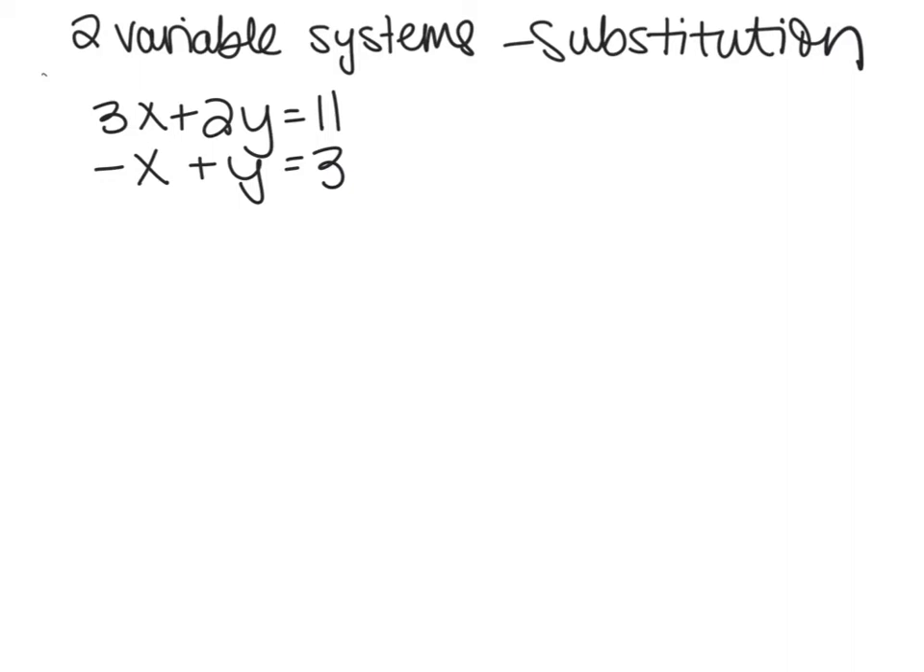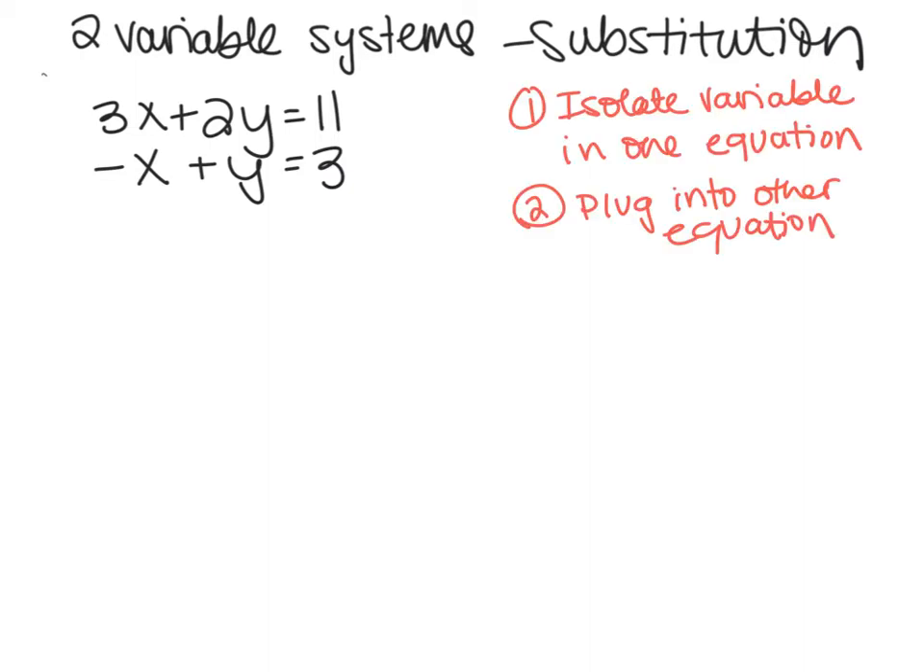So for substitution, the whole idea is that you isolate either variable in one of the equations and then plug it into the other equation. So in this case, I'm going to go ahead and isolate y. It's the easiest. So we'll change this to y equals x plus 3. Essentially, we just added x to both sides of the equation.